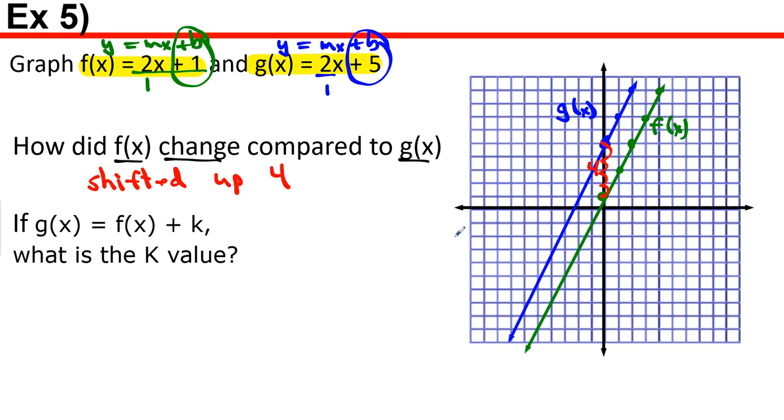Now, they want us to find, if g of x equals f of x plus k, what is the k value? Well, we actually already found the k value when we found the shift movement. Remember, the k value is just your vertical transformation, which here was up 4. So what's my k value? That's a positive 4.